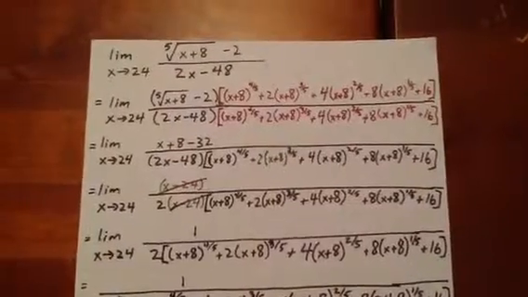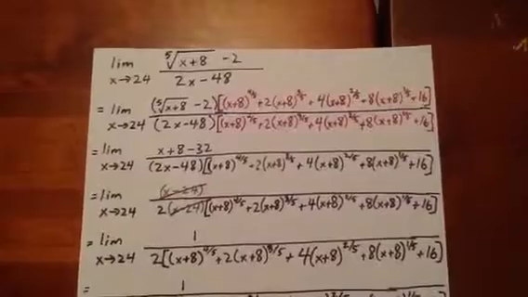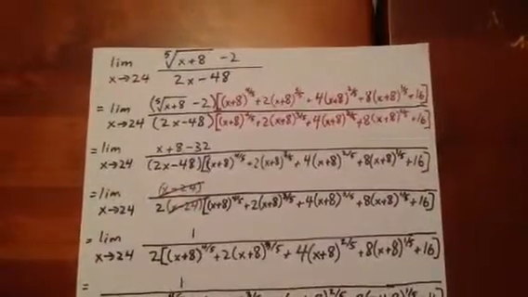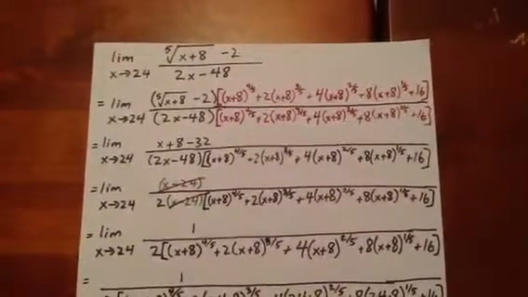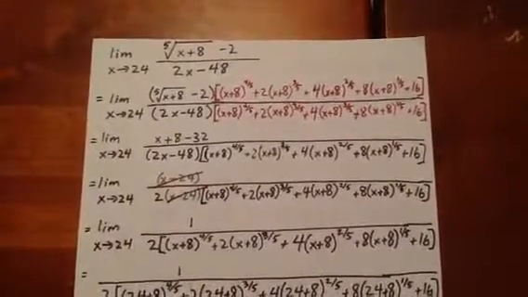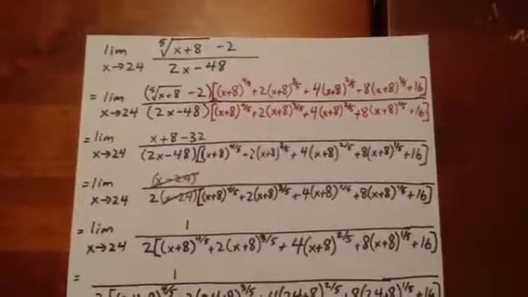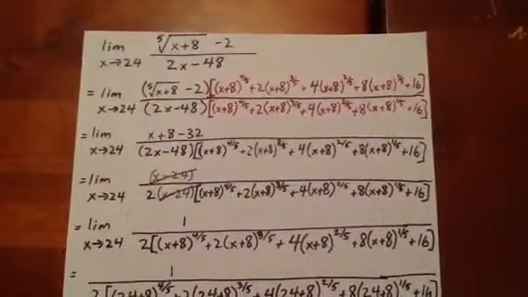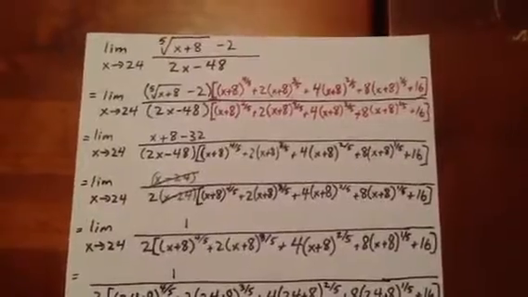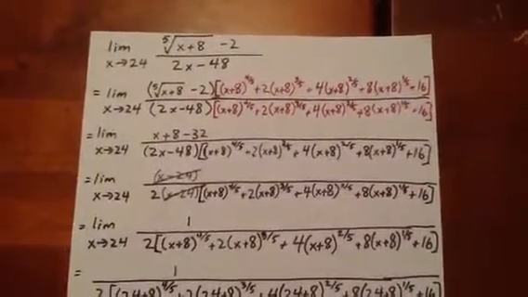In this question, we want to find the limit as x goes to 24 of the fifth root of x plus 8 minus 2 over 2x minus 48. Well, if we know our factoring, we know that the numerator is the first factor of a difference of fifth powers. Now, you might think that you don't know how to factor difference of fifth powers, but you probably do.